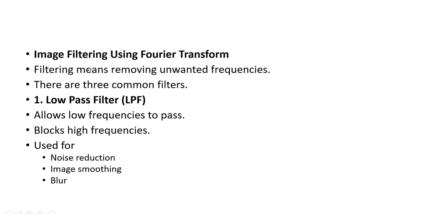So for image filtering, we make use of Fourier transform. There are three common filters, like low pass filters. Now low pass filters means it will allow low frequencies to pass. It will not allow high frequencies, or I might also call it like it does not allow edges to pass. So here it will help to blur the image. It will help to smoothen the image.